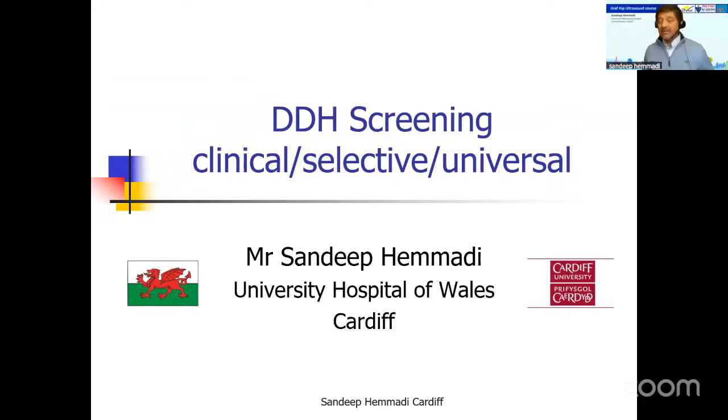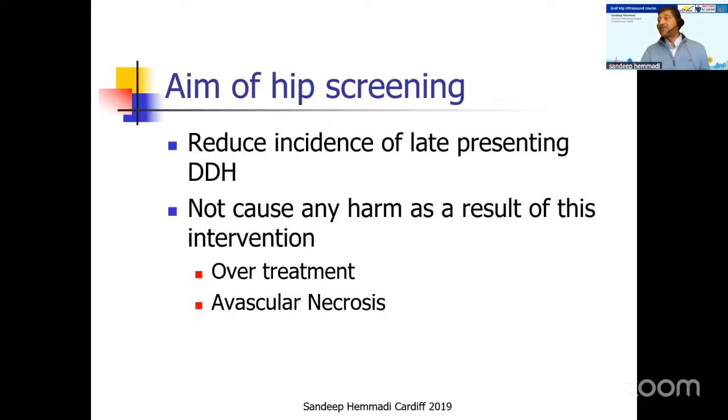So thanks. I'll try and keep this brief. I'm talking about DDH screening and a little bit about the history of what we've done so far and what's currently happening. The aim of hip screening, for any healthcare system, is to reduce the incidence of late presenting DDH. At the same time, we don't want to cause any harm either with overtreatment or avascular necrosis. Those are our aims of hip screening.